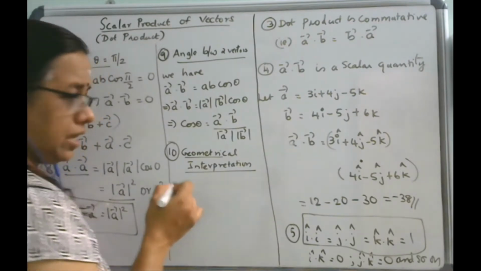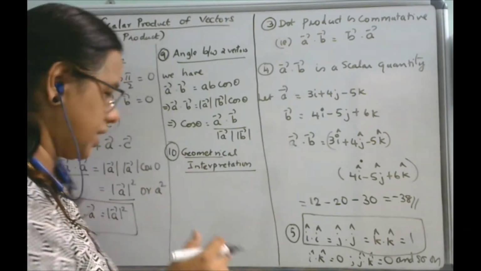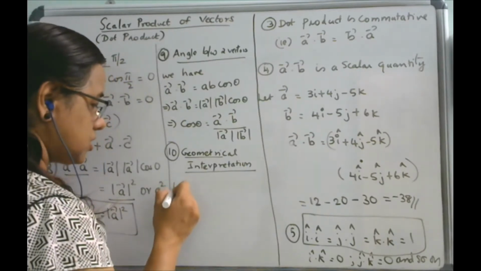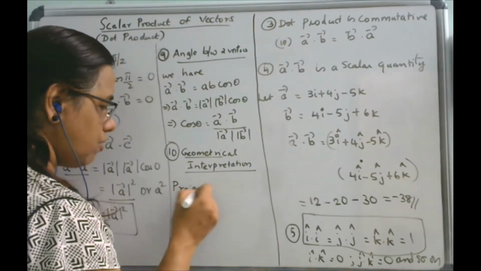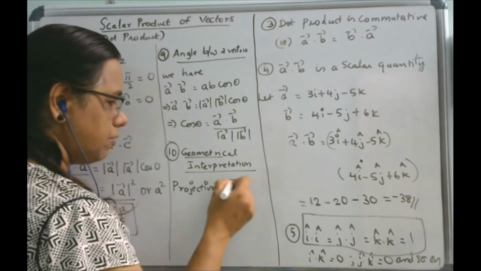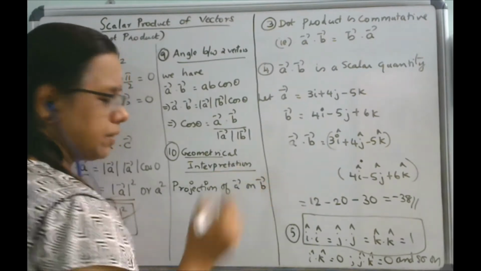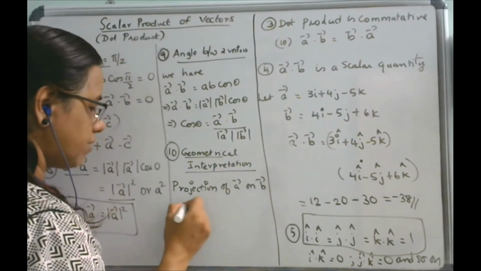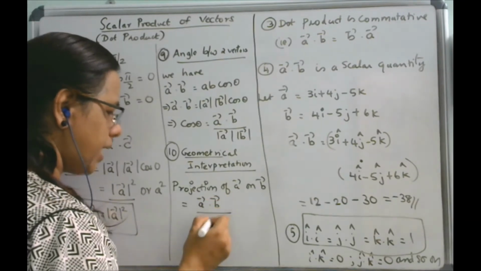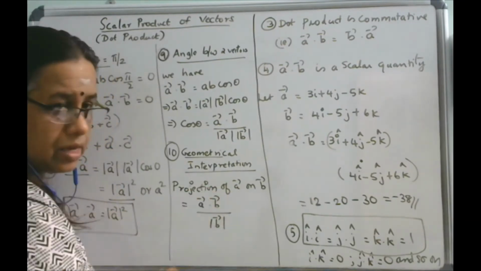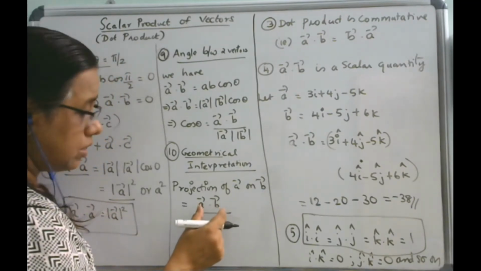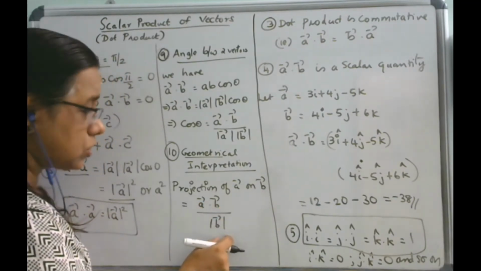It says that if vector A and vector B are any two vectors, then the geometrical interpretation of dot product is that it represents the projection of one vector on another. That is projection of vector A on vector B. Projection of vector A on vector B will be written as equal to A dot B by modulus of vector B. A on B, numerator is A dot B, denominator becomes modulus of vector B.